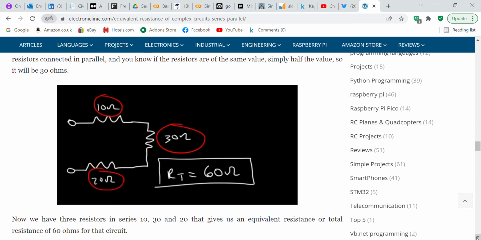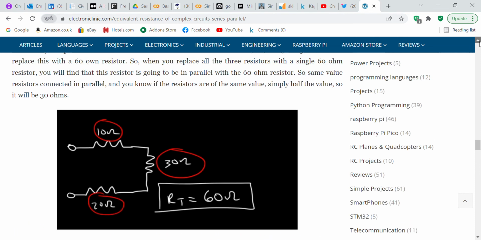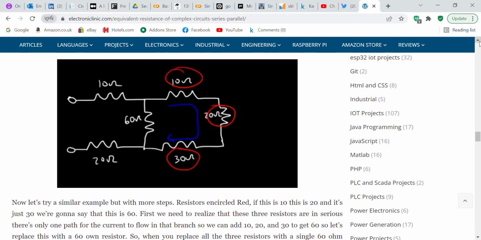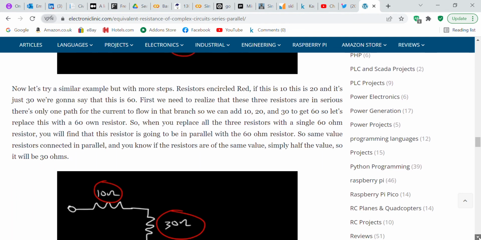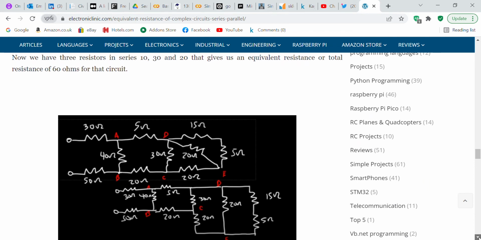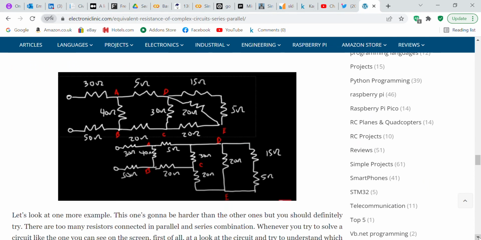So we've got another one, and we've got 10 ohms and 20 ohms and 30 ohms. They're saying that's a total of 60 ohms, which I believe is what I said up here. So it does get quite complex, and these are simple circuits that we're talking about. But whenever you're talking about simple circuits, you take lots of simple circuits to make a complex circuit.